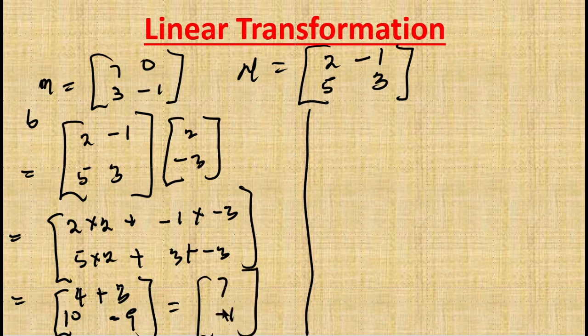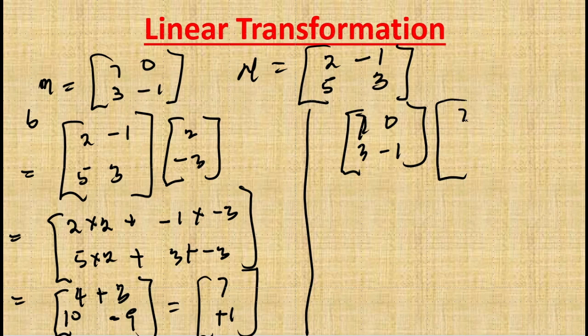Which is the same thing as 7 and minus 1. Oh no, plus 1. 10 minus 9 is plus 1. So 7 and plus 1. Sorry for that mistake. Then next, it wants us to now find the transformation with M. To find the transformation with M, I'll simply just pick the matrix of M. That's 7 and 0, 3 and minus 1, and I'll multiply with my 7 and 1.